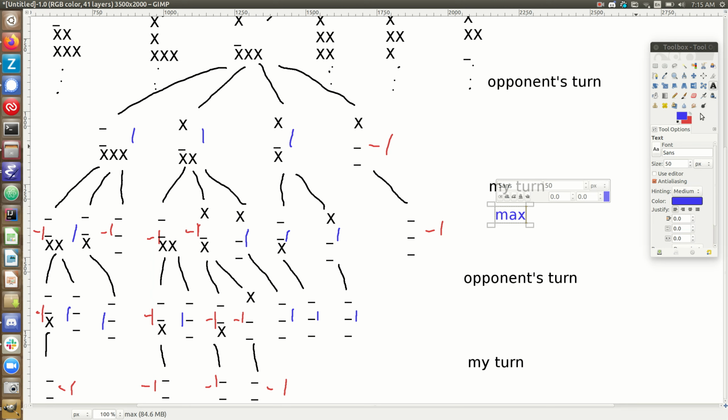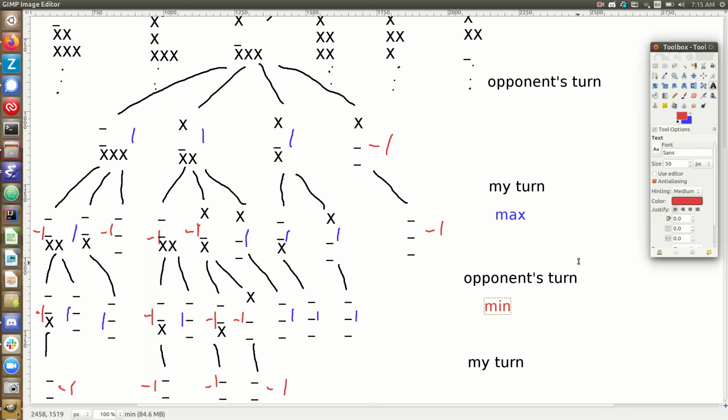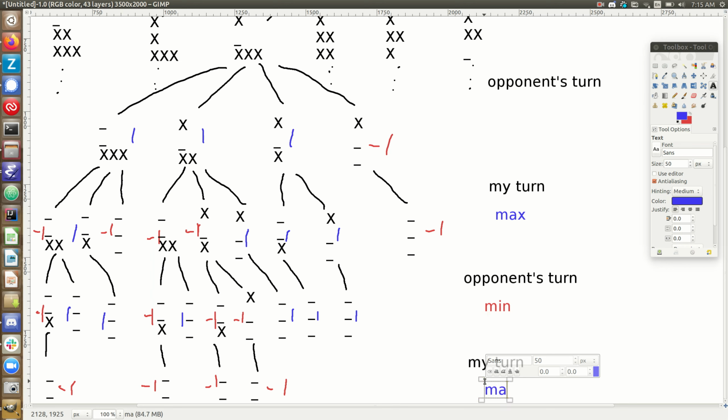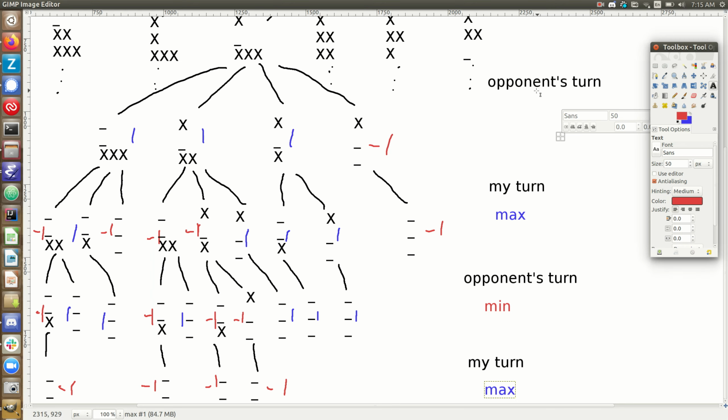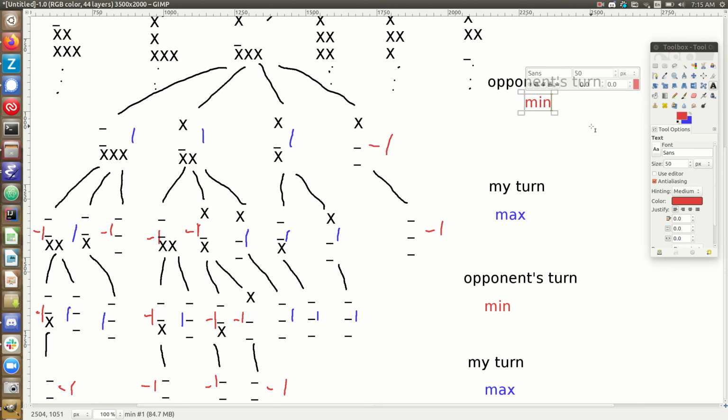And on my opponent's turn, they will be looking to do mins, finding the cases where I lose. And so I'll alternate back and forth. Remember, this is why the algorithm is called Minimax, is that on my turn, I will look to try to do maxes. On my opponent's turn, I will assume that they will aim for mins.